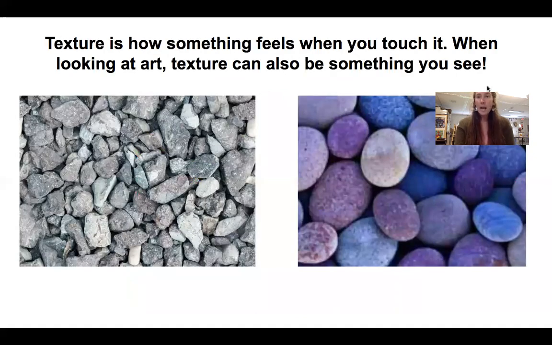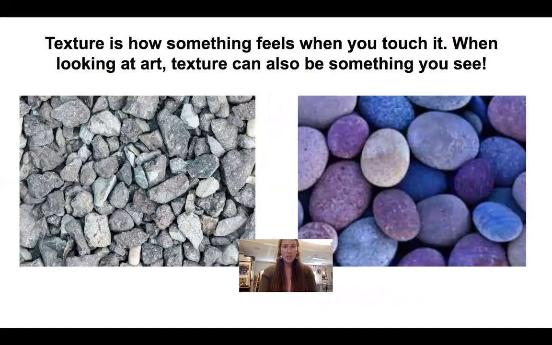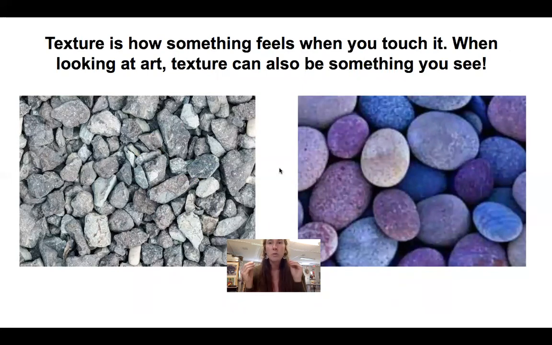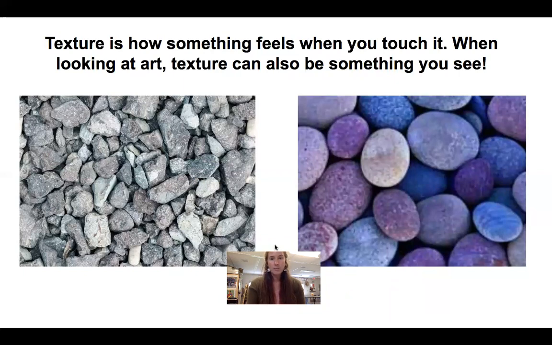Now, texture. I said we're going to be focusing on texture for this art project. So texture is how something feels when you touch it. When you're looking at art, texture can also be something you see. You can see visually that that's going to feel different from something else. So let's look at these 2 pictures of rocks. I have one here on the left and one here on the right. By just looking at them, I know how one might feel.